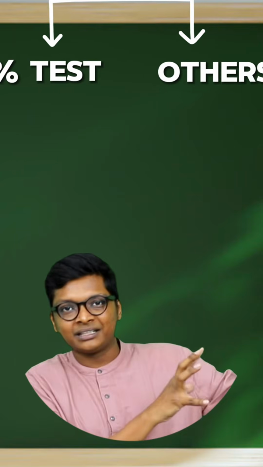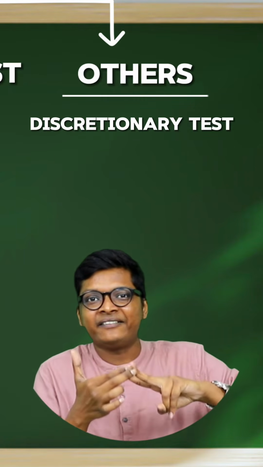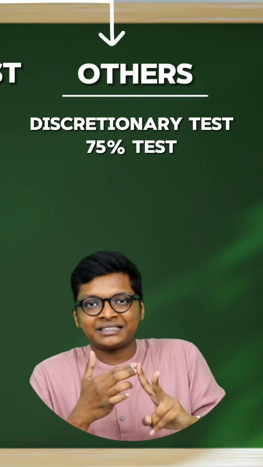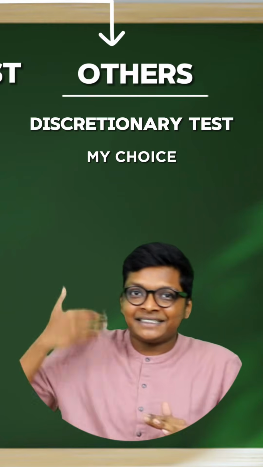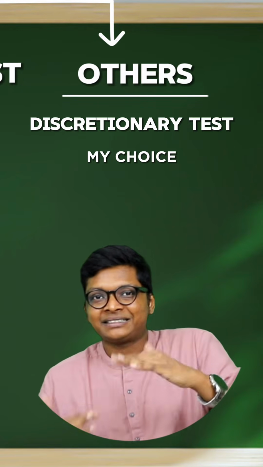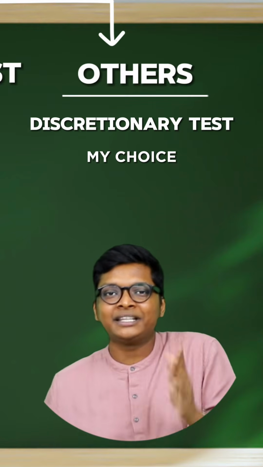And now we go into others test. In others test, we have 2 things. We have discretionary and 75% test. What is discretionary test? Basically, it's like my choice. The test failed, but I will make it pass. Discretionarily, I will report anything of my choice, even though it failed all the other tests.